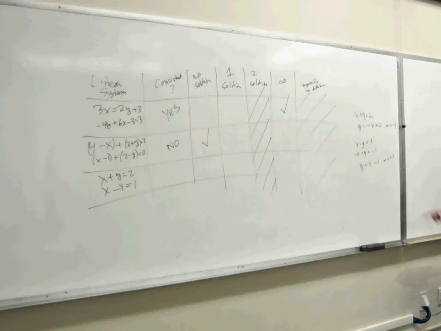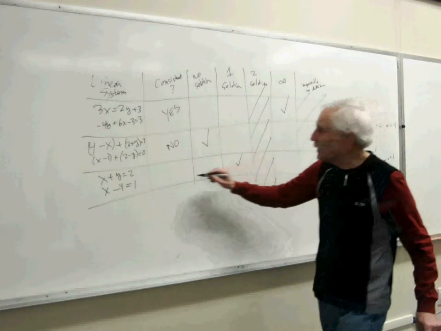Okay. But a larger point is this: the slopes are different. Any two lines that have different slopes have got to cross somewhere. So therefore, that is one solution and definitely consistent.